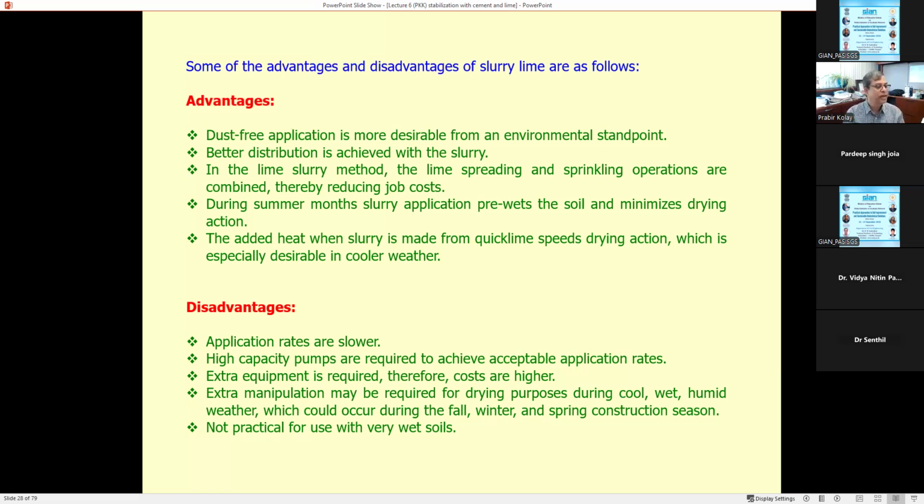Disadvantages: application rates are slower. High capacity pumps are required to achieve an applicable application rate. Extra equipment is required, therefore costs are higher. And it's not practical for use when the soil is wet, obviously, so we can't use the wet slurry method, right?